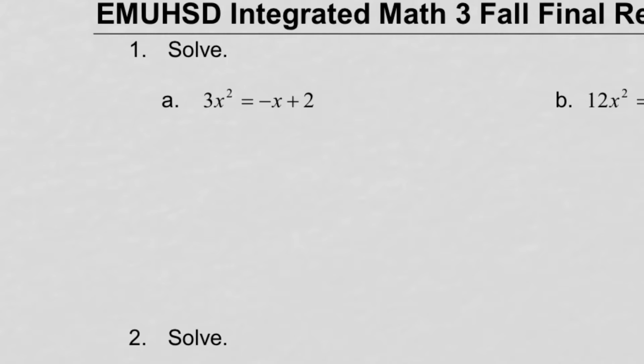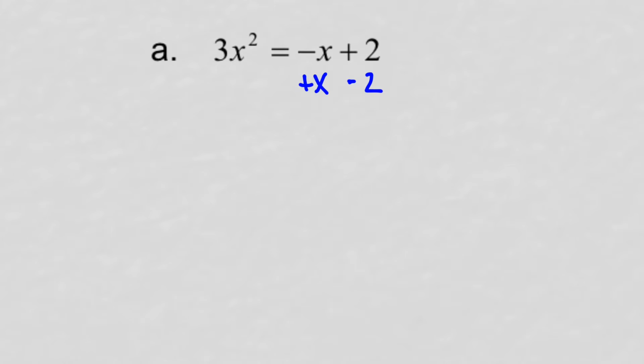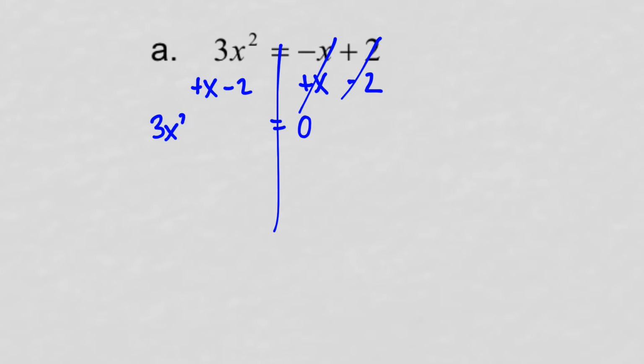I am going to add x to both sides. And you know what? I'm going to take care of the 2 also. So I'm going to subtract 2 from both sides to take care of that. Now I'm going to do it over here as well. Now these cancel, and so I'm left with 0 on the right side. On the left, I get 3x squared plus x minus 2.